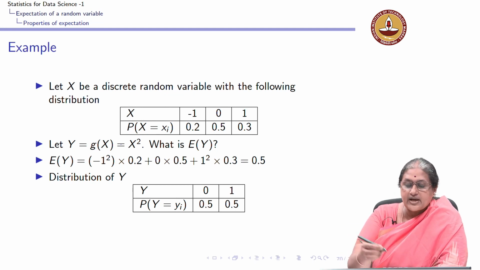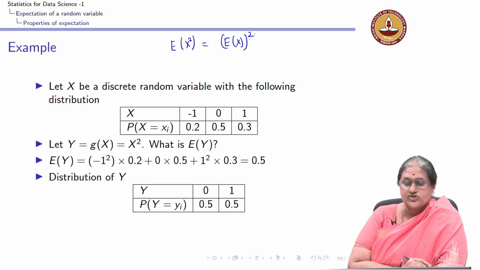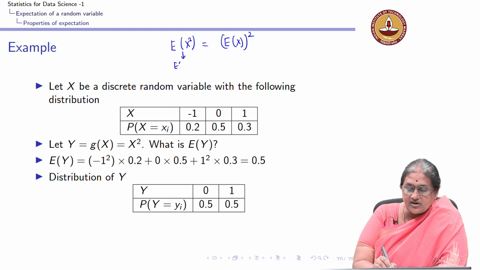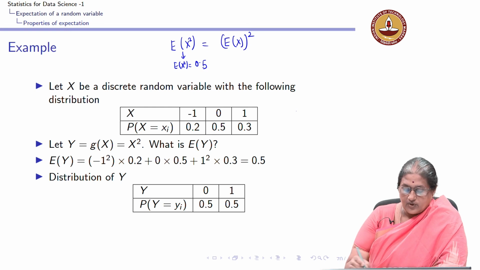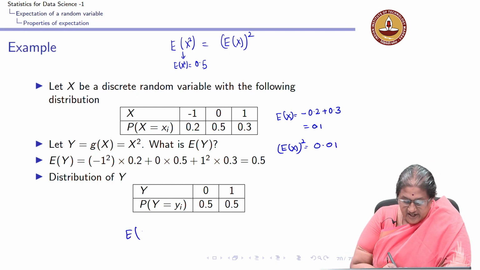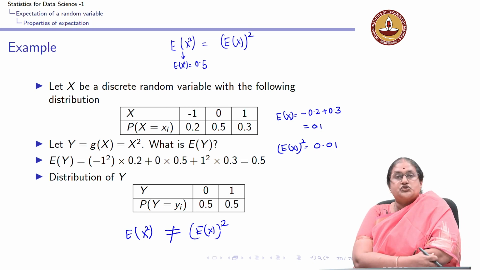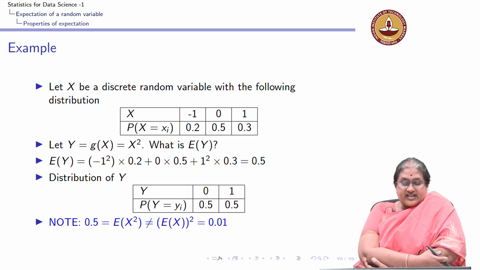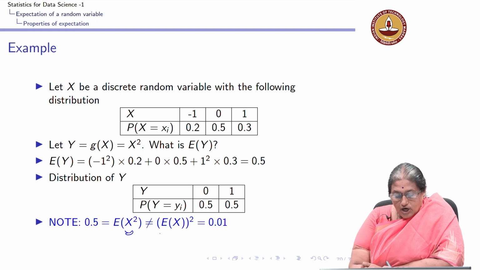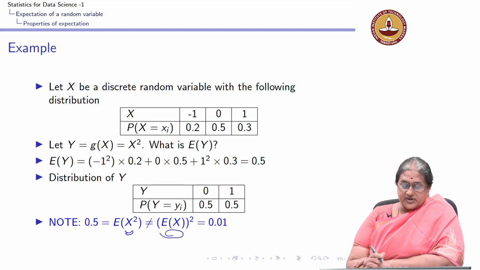A very common mistake people make is to think expectation of x square is the same as expectation of x whole square. What we have seen just now is expectation of x square was 0.5. What is expectation of x? Expectation of x is -0.2 plus 0.3, which is 0.1. So, the square of the expectation is 0.01. So, expectation of x square is not equal to expectation of x whole square, and you should be very careful about understanding this: expectation of square of a random variable is not the same as square of expectation.